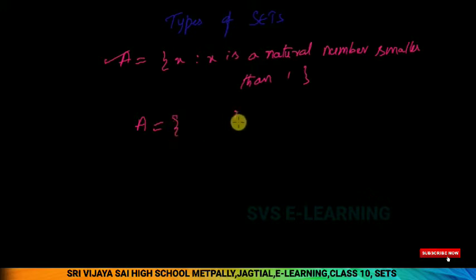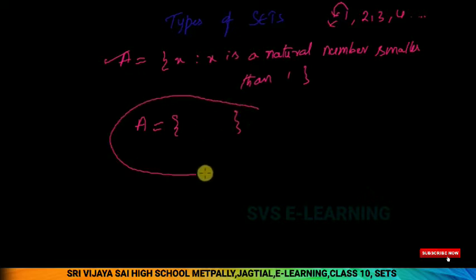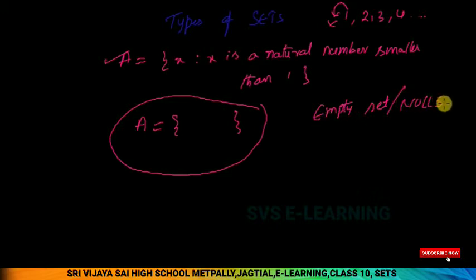So what can you tell me about the elements in set A? x is a natural number smaller than 1. Natural numbers start from 1, right? 1, 2, 3, 4, and so on. These are natural numbers. Is there any natural number which is less than 1? No, there is no natural number less than 1. So this set will be empty. It will not contain any elements. Such a set is known as an empty set. A set which does not contain any elements in it is known as an empty set. It is also called a null set, N-U-L-L, null set, or it is also known as a void set.